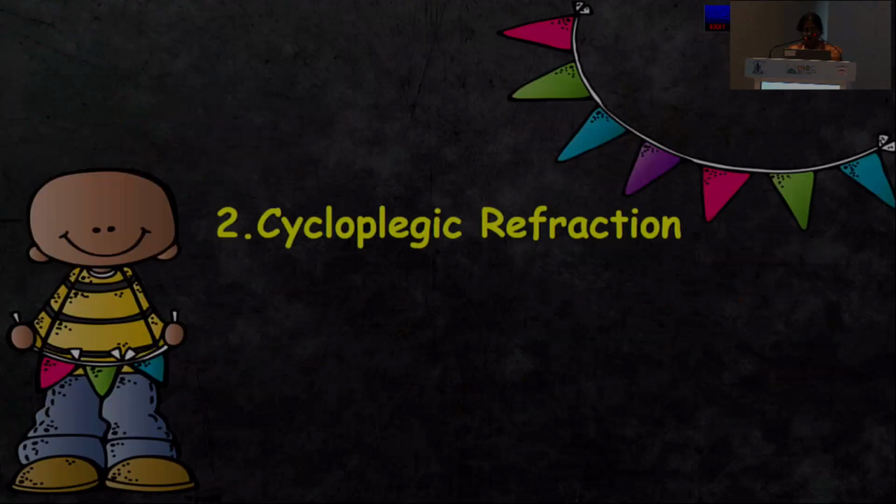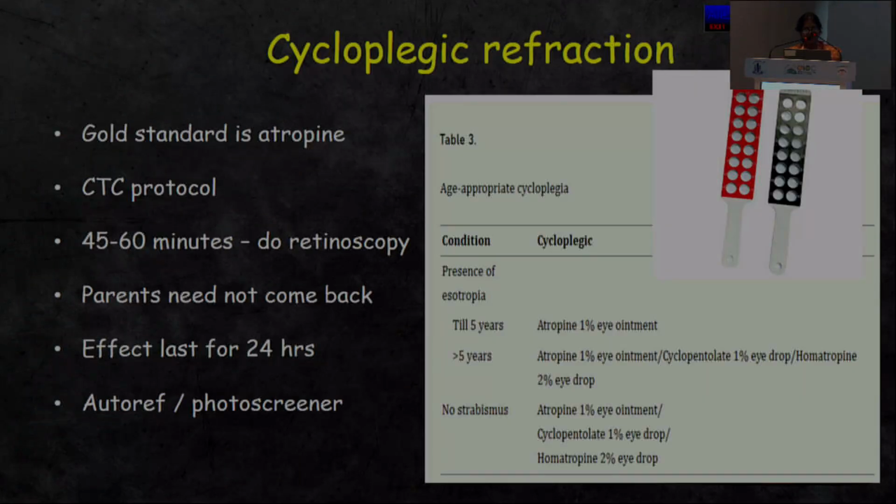Coming to cycloplegic refraction, a good retinoscopy is the gold standard, and a good retinoscopy is a must. Atropine 1% is the gold standard cycloplegic. In our center we do the CTC protocol, where we put 1 drop of cyclopentolate, followed 5 minutes later by tropicamide, and then again after 5 minutes you put cyclomide and do the refraction after 60 minutes or so.